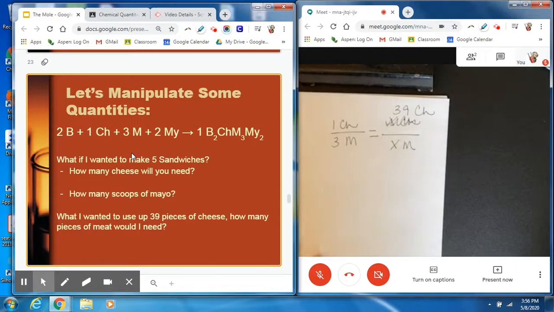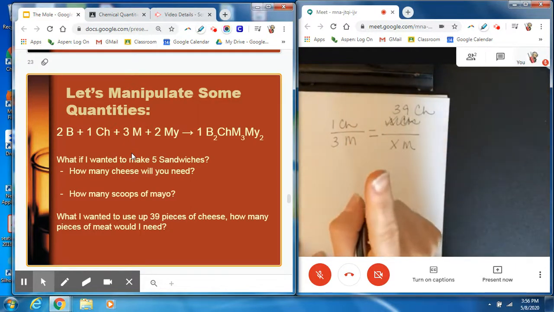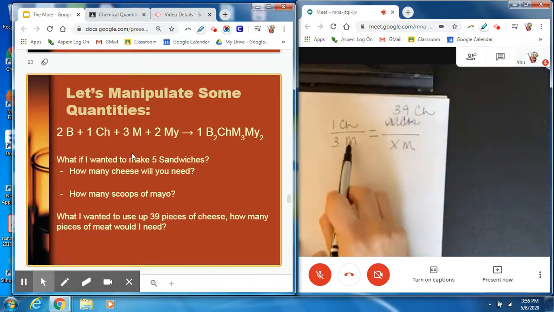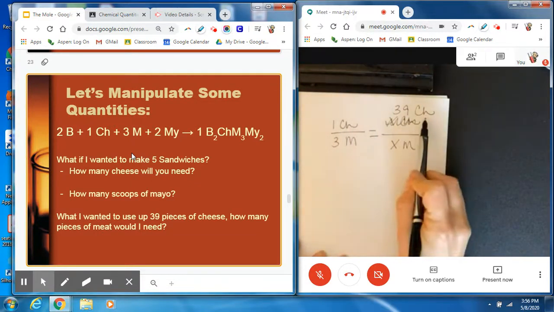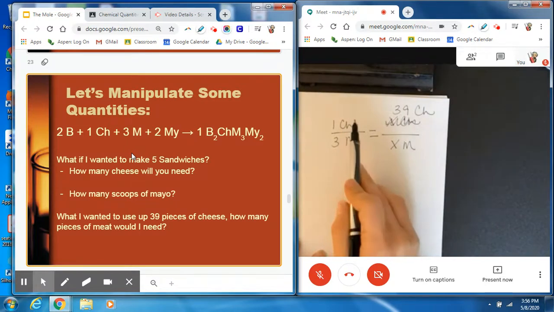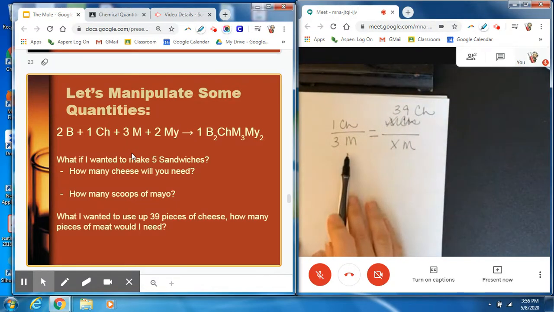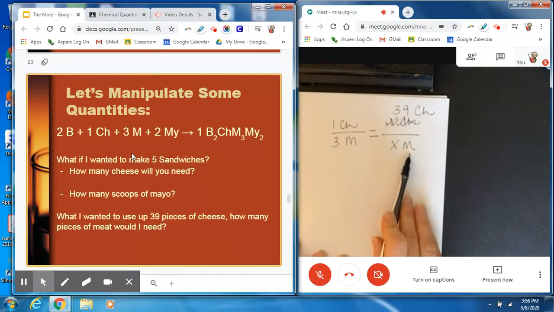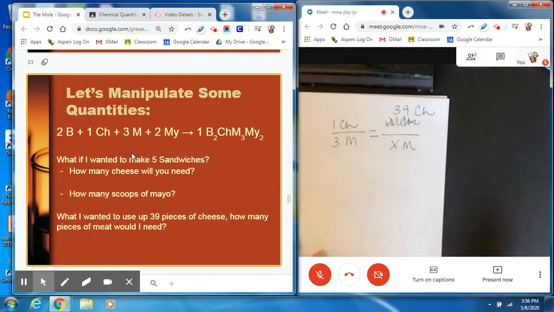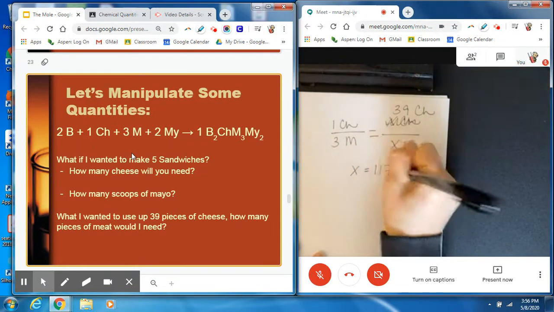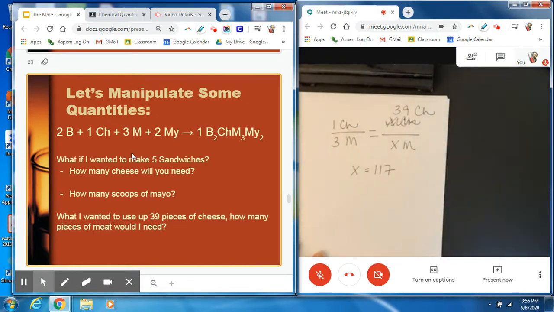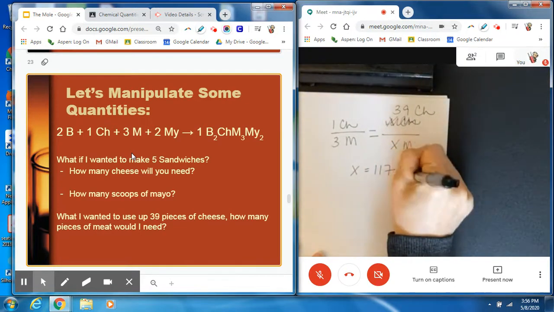So we just cross multiply and solve for x. The trick here, guys, is very important, that the units on the bottom always match and the units on the top always match. If you have cheese on the top over here, you need cheese on the top over here. If you have meat on the bottom, you need meat on the bottom. So now we just cross multiply and solve for x. We find that x is equal to 3 times 39, which is 117 pieces of meat.